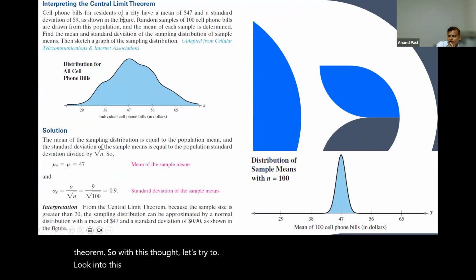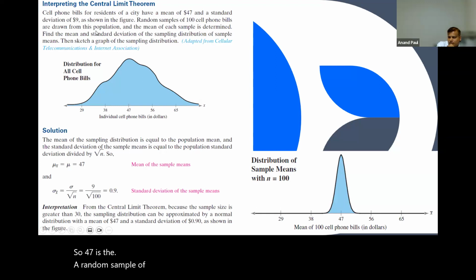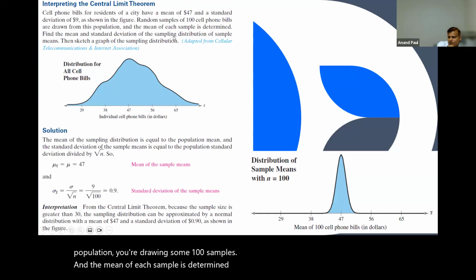So cell phone bills for residents of a city have a mean of 47 and a standard deviation of 9. So this is shown in this figure. So 47 is the mean. A random sample of 100 cell phone bills were drawn from this population. So from this population, we are drawing 100 samples. And the mean of each sample is determined. Find the mean and the standard deviation of the sampling distribution of the sample mean. Then sketch the graph of the sampling distribution.